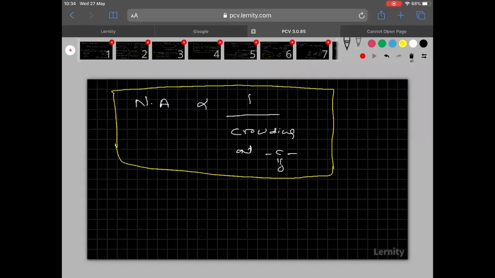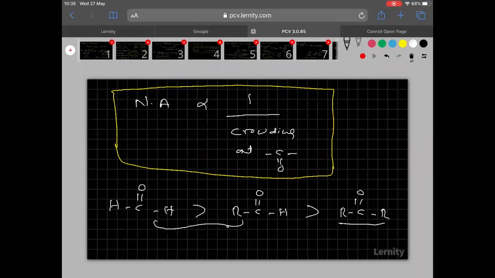Followed? So now tell me, everyone know, if I take H, C double bonded O, H, then R, C double bonded O, H, then R, C double bonded O, R. Out of these three, in which case is nucleophilic addition easy? First case, then second, then third. I think you know these two are aldehydes. This is a ketone. Therefore, aldehydes are more reactive than ketones. Remember, everyone?